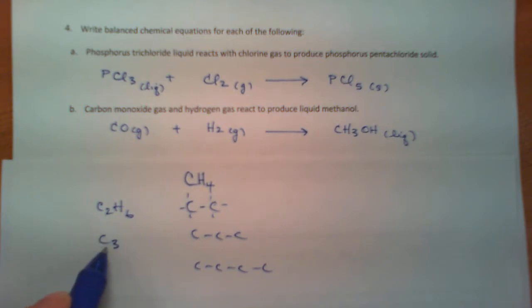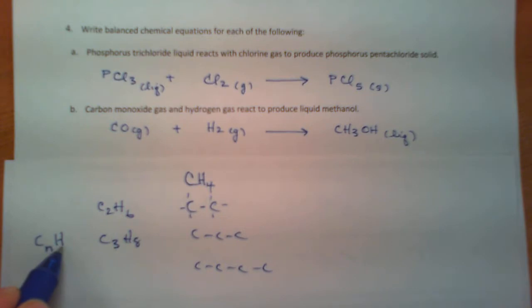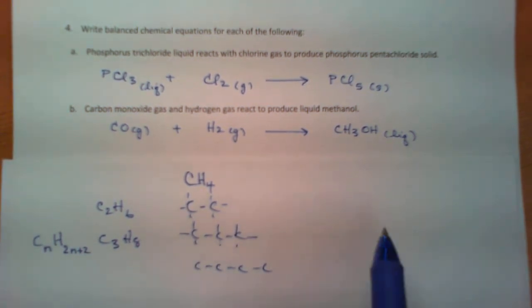Propane, C3H8. 2 3s are 6 plus 2 is 8. So the little formula I'm reciting is CnH2n plus 2, because each carbon has 2 hydrogens, and then the 2 n's each have 1 more. Anyway, this one is methanol.